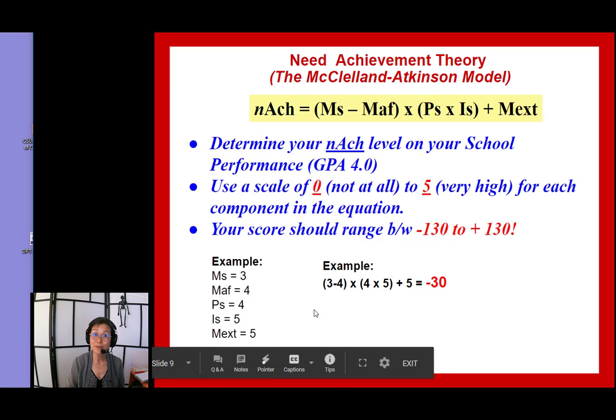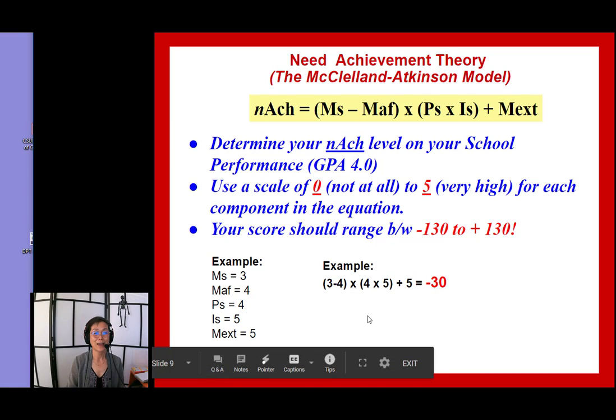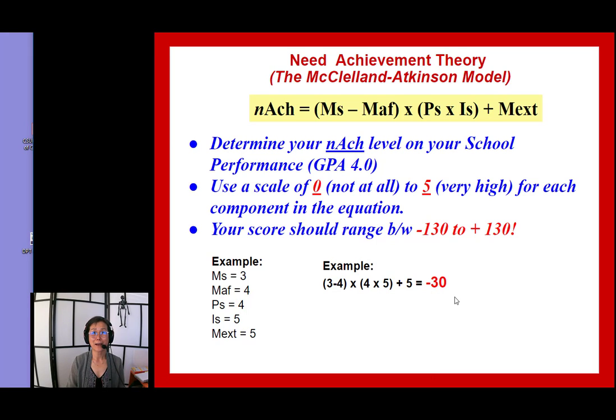Probability for success, yeah, if I work so hard, I'll get it. 4. Incentive value of success, 5. And then the grade that I will get, a good grade of course, is 5. And when I put them all together here, look, my score is negative 30. So I don't have a motivation. It's going bottom.